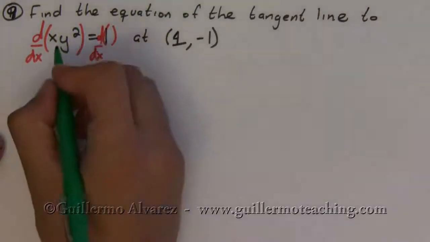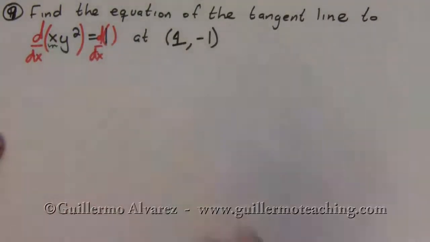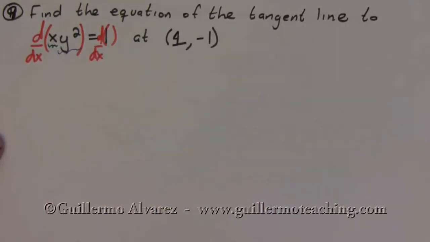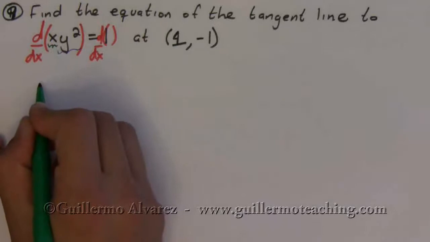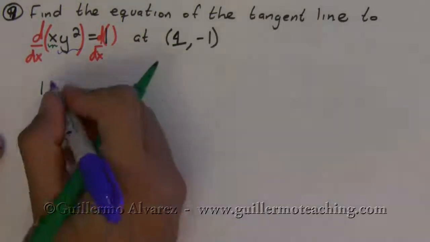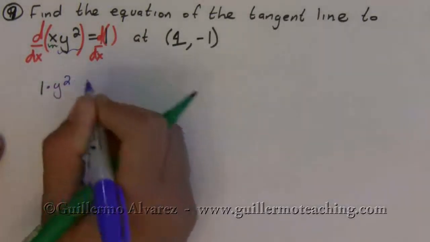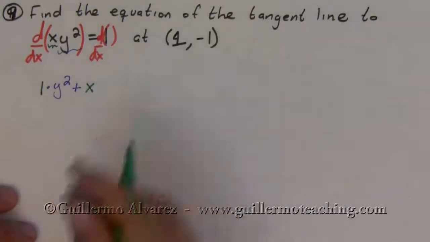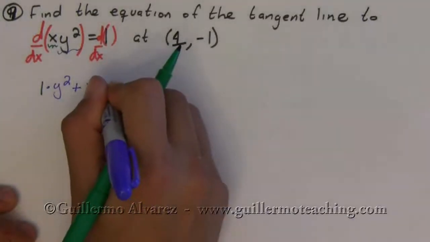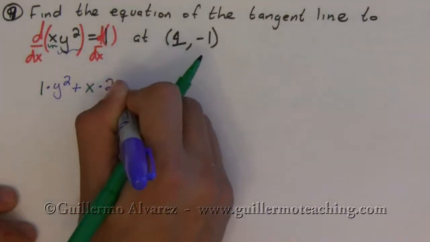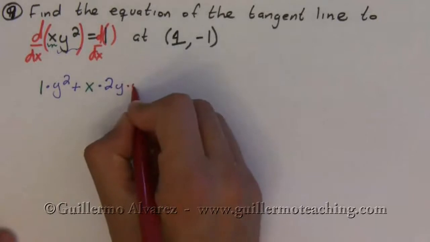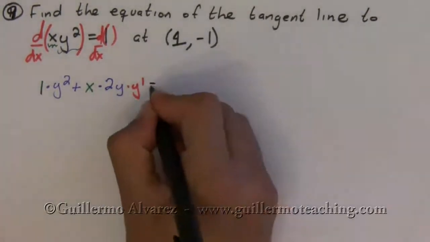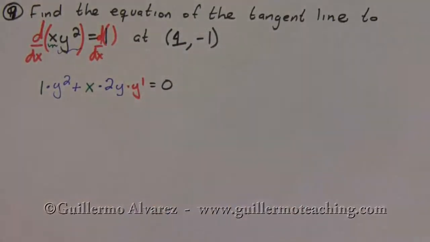So here on the left, well, we have to use the product rule. So what we would have, remember, is the derivative of the first times the second, leaving it alone, plus the first, leaving it alone, times the derivative of the second, which is just 2y times y prime. And this is going to equal 0.